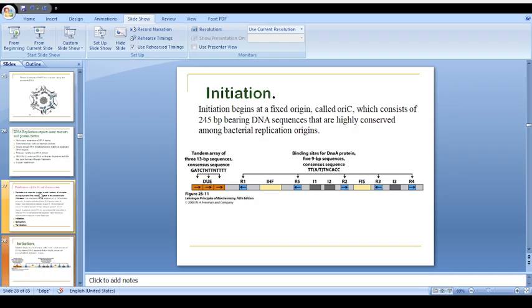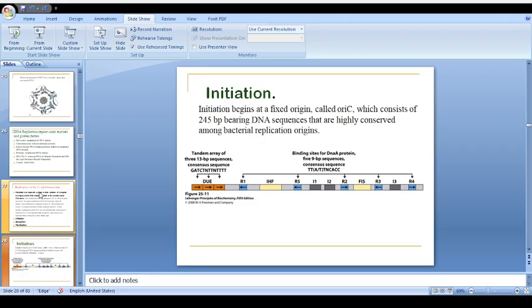or the origin site. This is made up of 245 base pairs. The origin site consists of 245 base pairs, which signals the DNA polymerase to come and join and to start the process of replication. Replication origin.